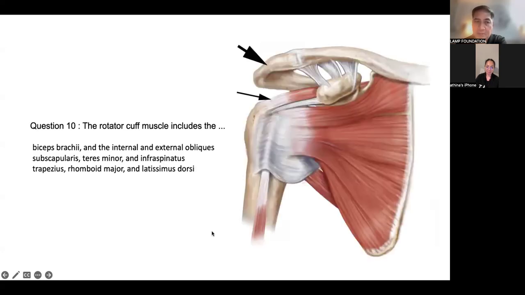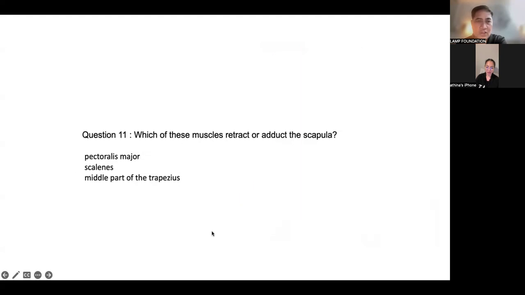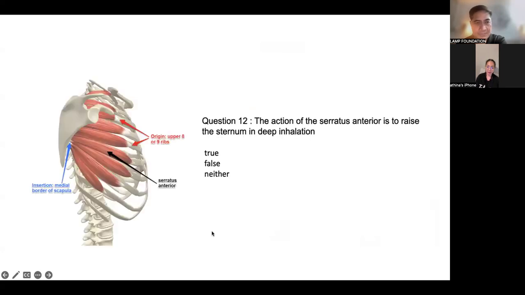The rotator cuff muscles include the subscapularis, the teres minor, and the infraspinatus. Which of these muscles retract or adduct the scapula? The middle part of the trapezius. The action of the serratus anterior is to raise the sternum in deep inhalation. True or false? False. It draws the scapula anterolaterally.